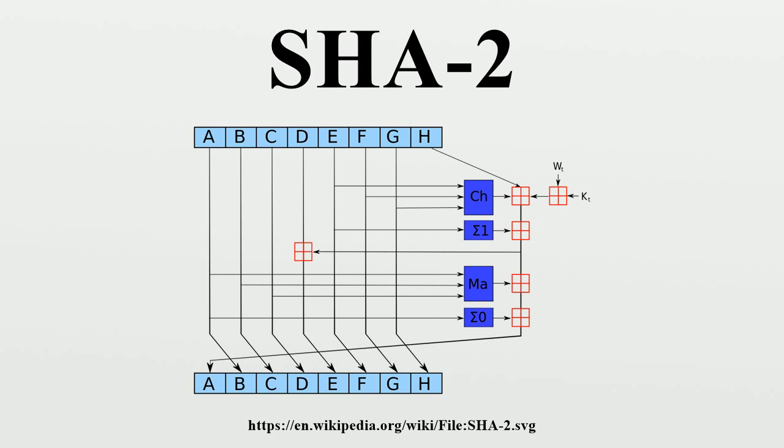SHA-224 is identical to SHA-256, except that the initial hash values H0 through H7 are different, and the output is constructed by omitting H7.